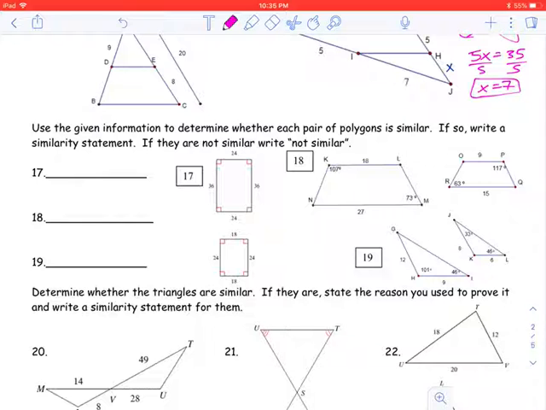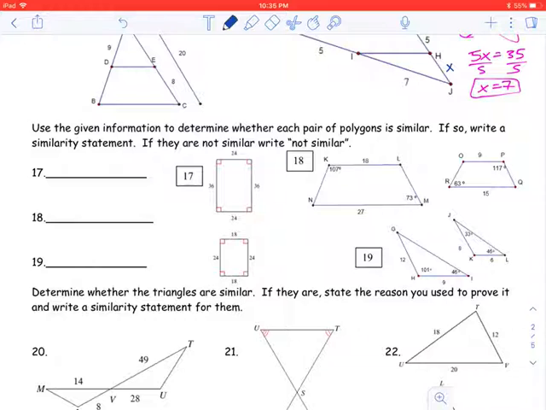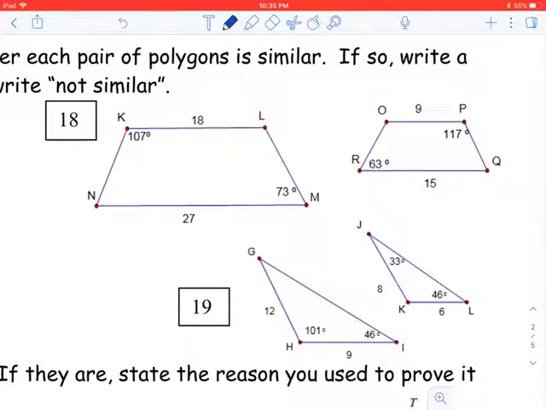And so for this section here, we have similar polygons, and we want to say if they are similar and if we can tell that from the picture. So for number 18, I have 107 and 73. Now, if you look at the sides, already I can kind of tell the sides are not proportional, and I can kind of tell these angles are not necessarily going to be the same.